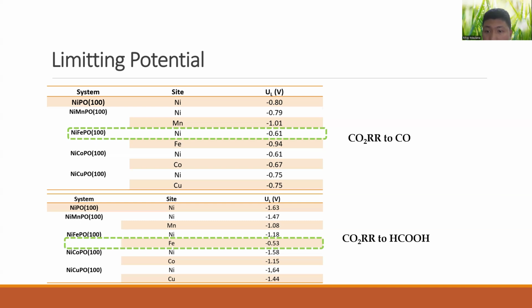It's essential to highlight that generally the CO2RR process via this carbon monoxide pathway consistently exhibits a lower limiting potential value than the formic acid pathway across all surfaces examined. Thus, we can conclude that both pure nickel phosphate and its alloyed variants are in general more selective towards the carbon monoxide formation pathway, except for the nickel iron phosphate, which is more selective towards the formic acid pathway.